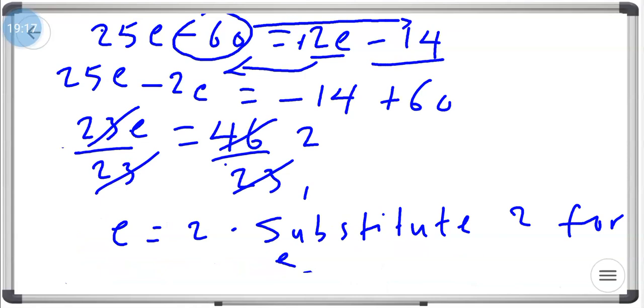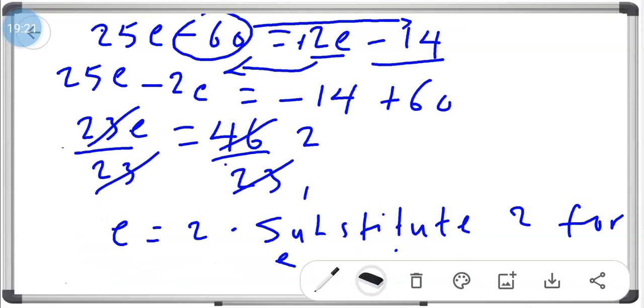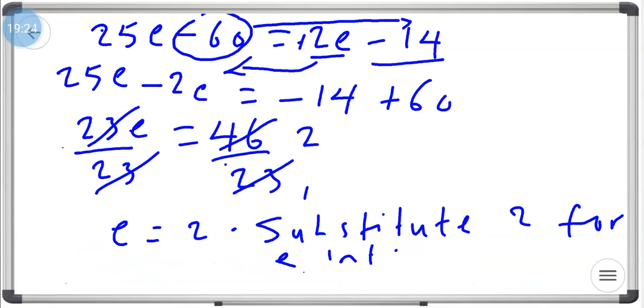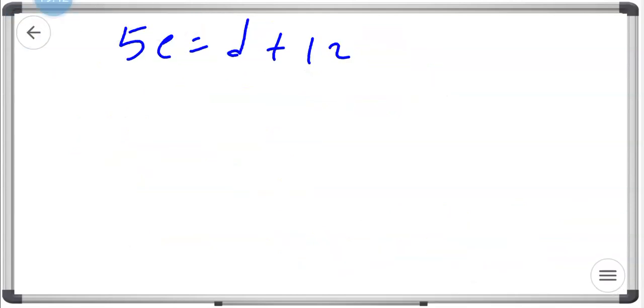Substitute 2 for E into equation 2. Now let's write equation 2 quickly. Take note, after solving, we said E, we got E to be 2. So we have to substitute 2 for E into equation 2. Instead of writing E, we'll be writing 2.